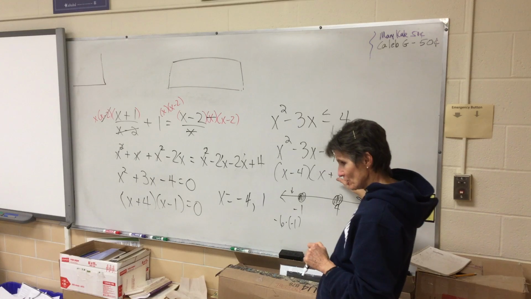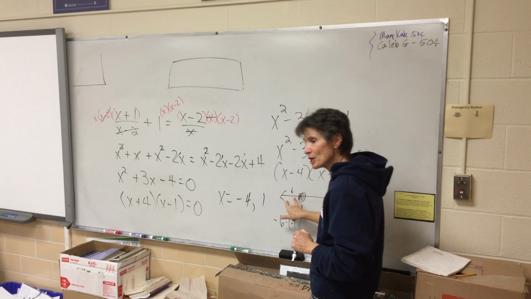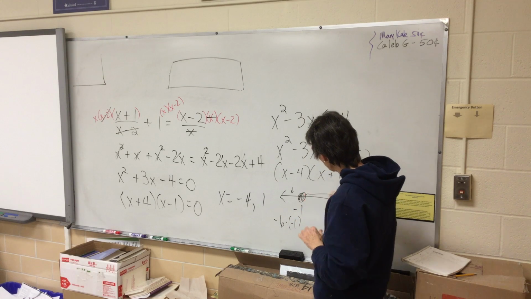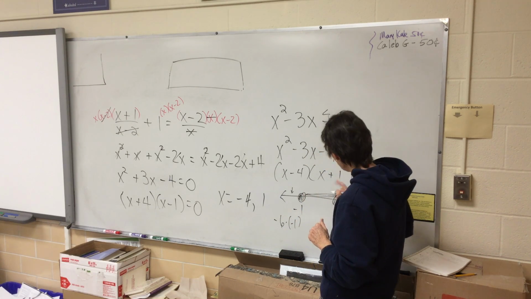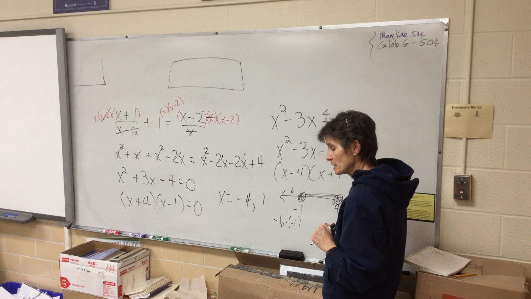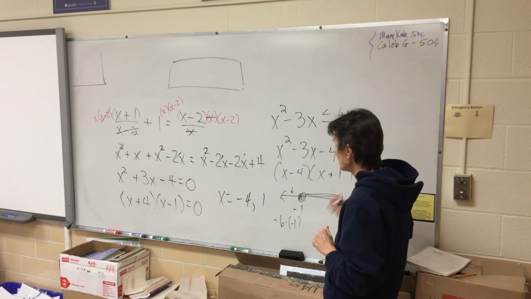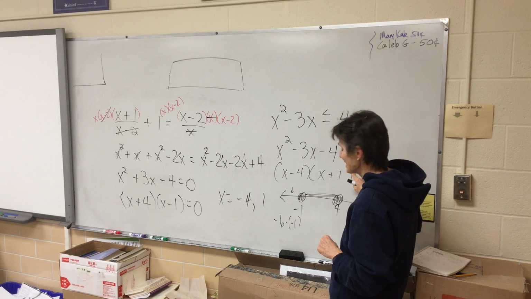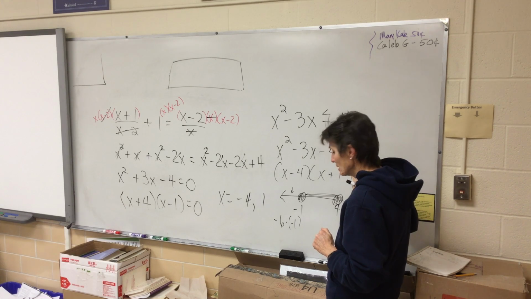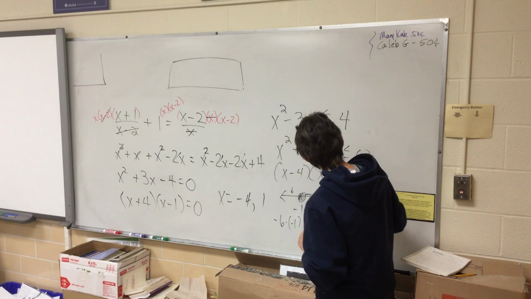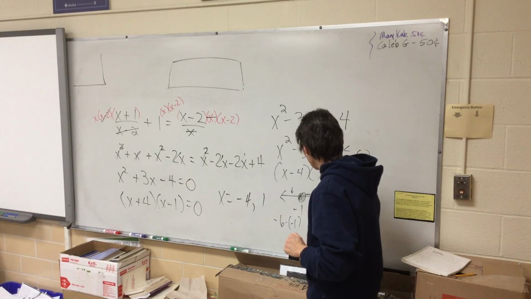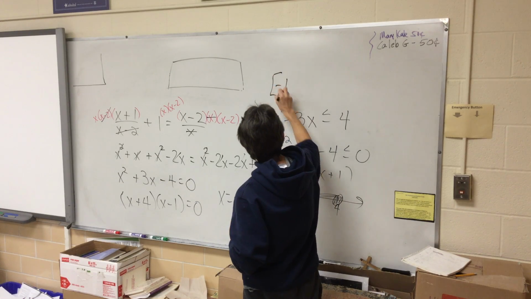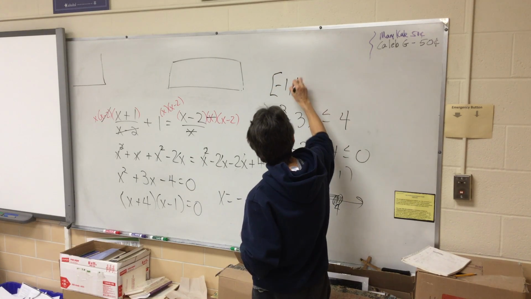That means I do not shade that part, but then I will shade this part, and I won't shade that part. The only time you're not going to alternate is if you have something like this in your problem. We don't have that, so I know my shading will alternate. So my answer is the interval from -1 to 4.